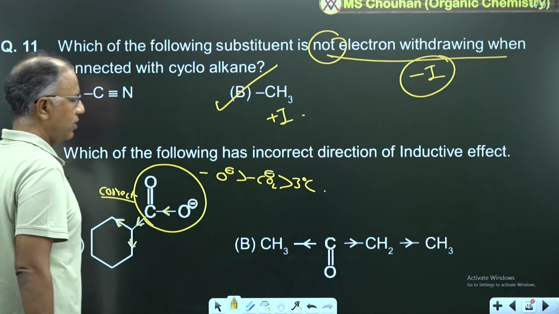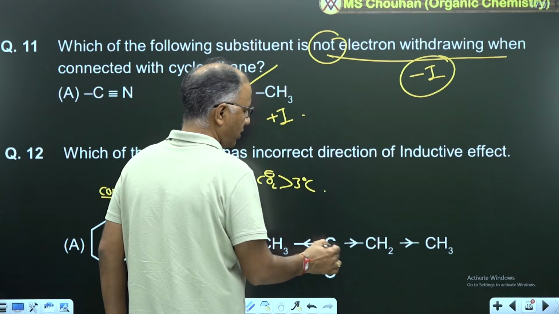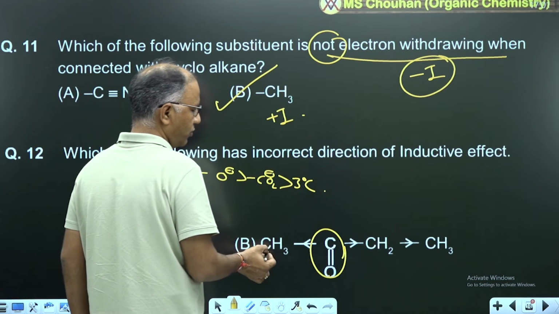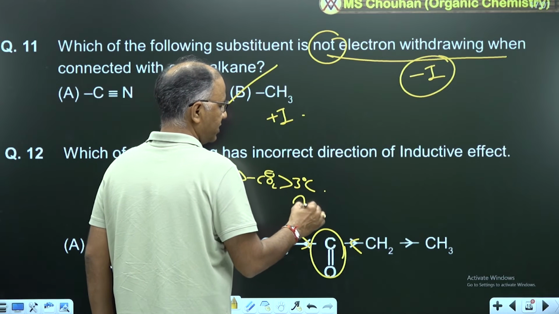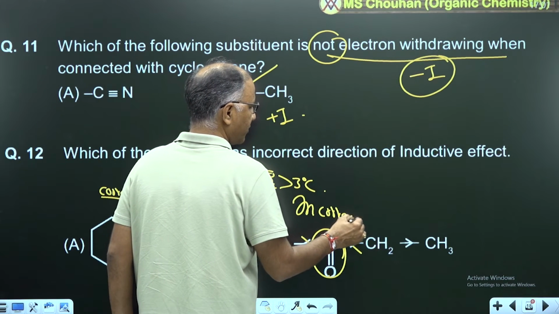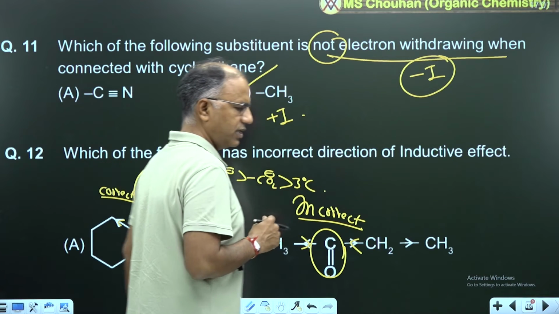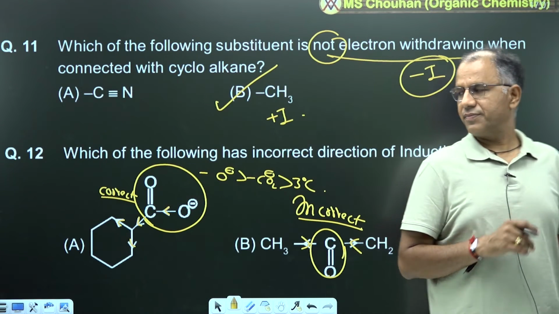correct. Now B is wrong because oxygen is more electronegative. So this must be the direction. This is the wrong direction, which means it is incorrect. And why is it wrong? Because oxygen is more electronegative.